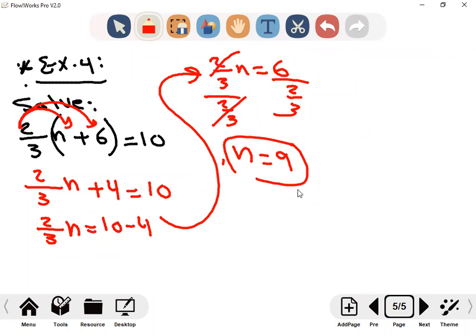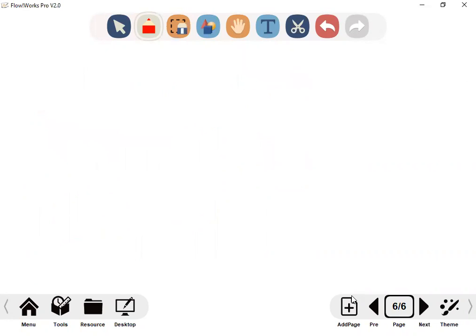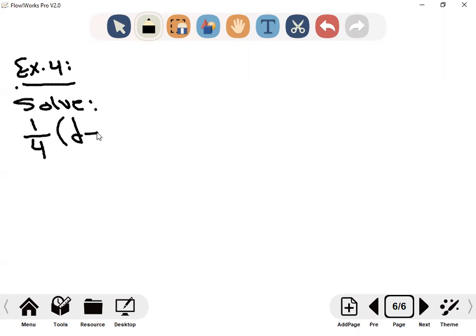Do you understand that? Yeah. Let's go to the check after this example, example 4. We have checked there. We are on page 311. Solve 1 over 4 multiplied by d minus 3, all equal negative 15.